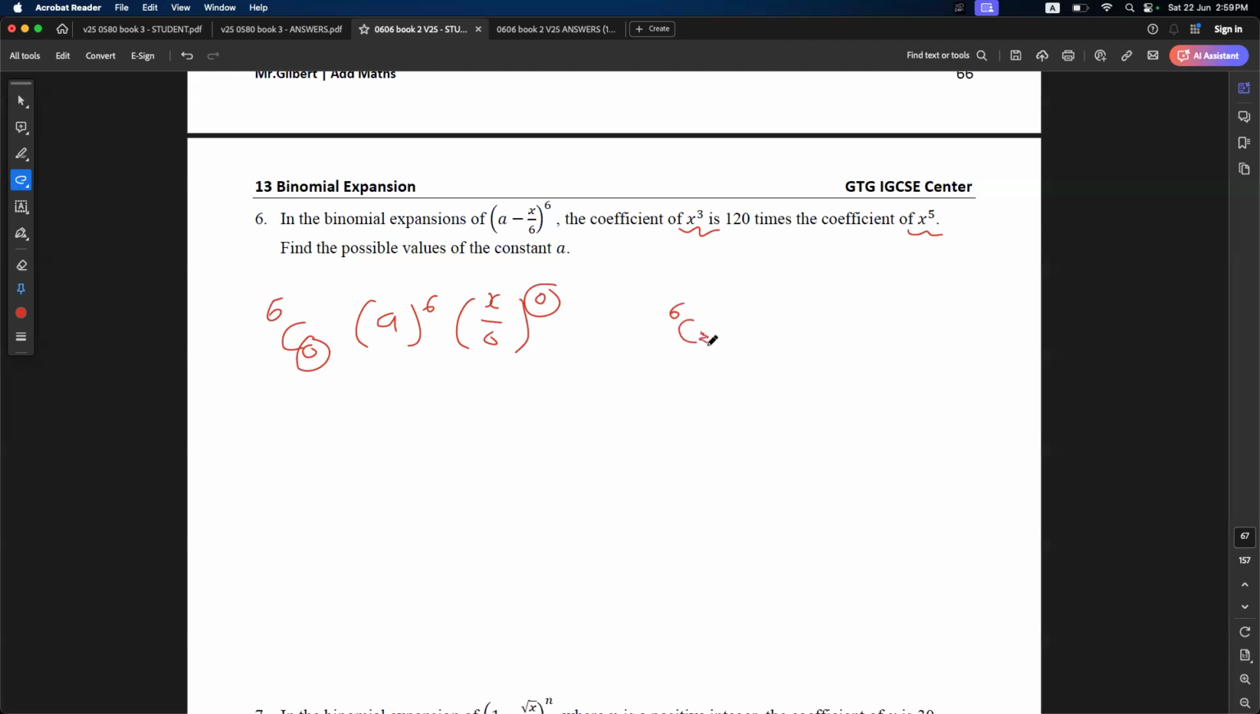6C3. If 6C3 has a to the power of how much? a to the power of 3, then negative x over 6 cubed. Then you want a to the power of 5? Same thing, 6C5, a to the power of 1, negative x over 6 to the power of 5. Then you don't need to do all the expansions already.